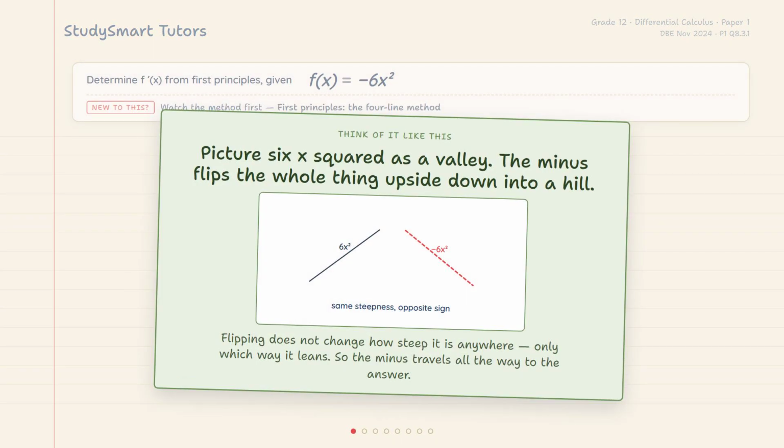There is a minus sign at the front, and it is the thing most likely to cost you a mark. So look at what it does. Picture 6x squared as a valley. The minus flips that whole picture upside down into a hill. Flipping does not change how steep it is anywhere, only which way it leans. So the minus travels all the way to your answer, and your job is to keep it alive on every line.